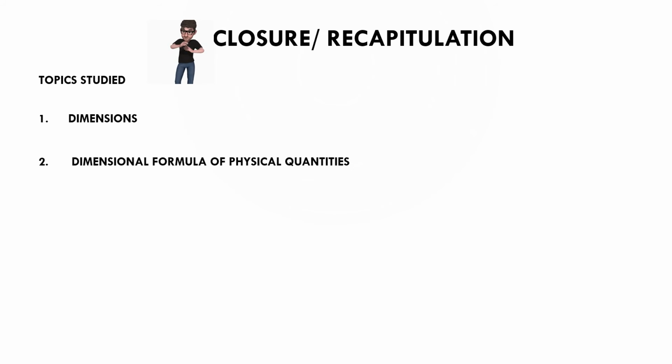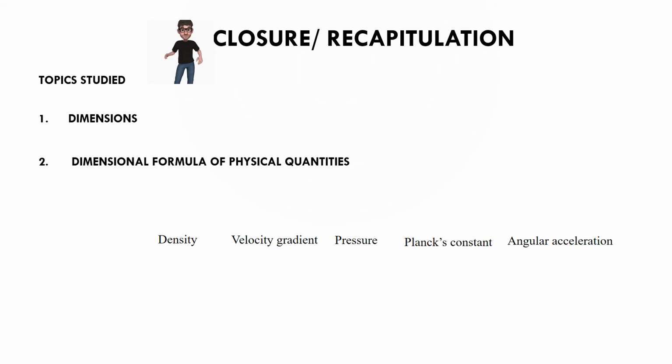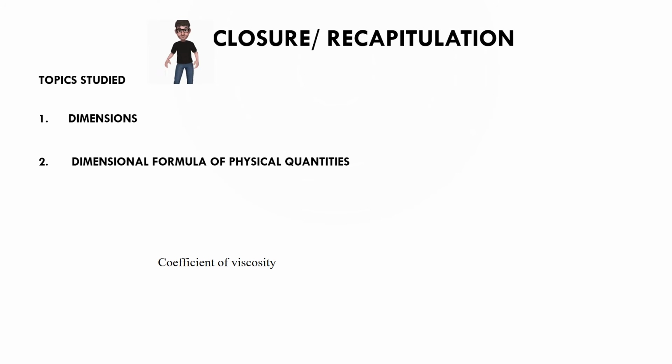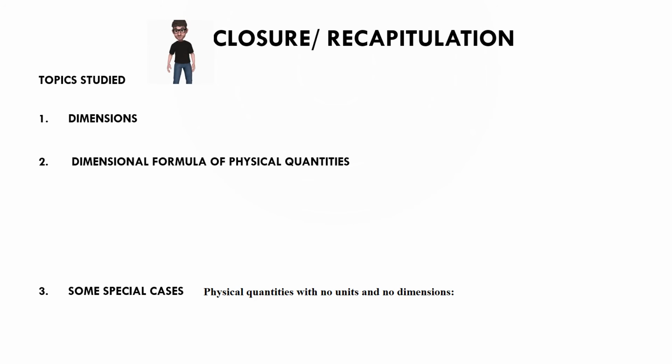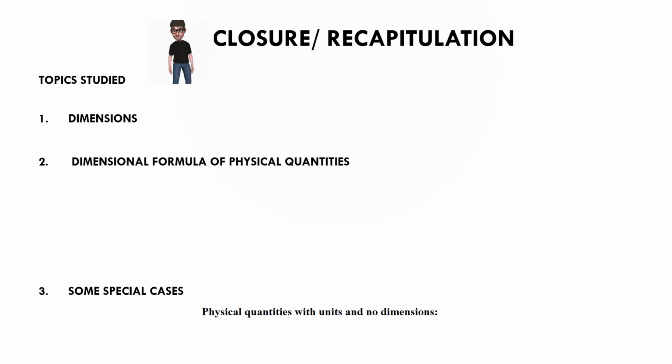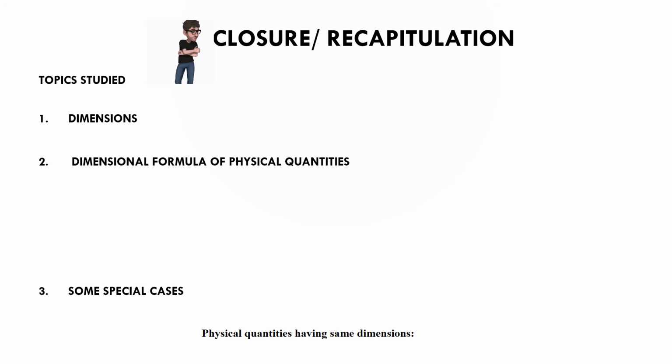Then the dimension formula of physical quantities: velocity, acceleration, force, momentum, angular velocity, torque, frequency, power, impulse, moment of inertia, density, velocity gradient, pressure, Planck's constant, angular acceleration, coefficient of viscosity, universal gravitational constant, angular momentum. Then we had the special cases: physical quantities with no unit and no dimension, refractive index and strain. Physical quantities with units and no dimension, angle and angular velocity. And the last case was physical quantities having the same dimension: work and energy, speed and velocity.